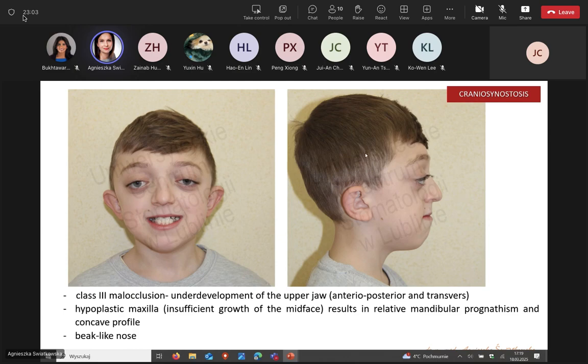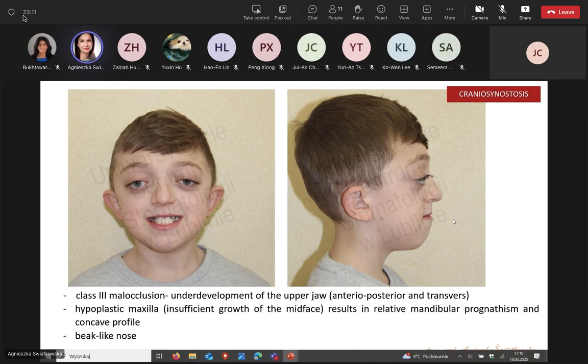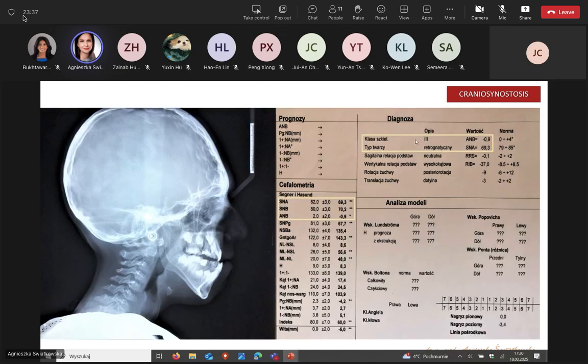and prominent forehead. Very typical for this patient is a beak-like nose. Usually hypoplastic maxilla, and there's no problem with mandible. The position of mandible is correct. But when you look at the patient, it looks like he will have mandibular prognathism. But in fact, look at the diagnosis. We have skeletal class 3, and B minus 0.9.